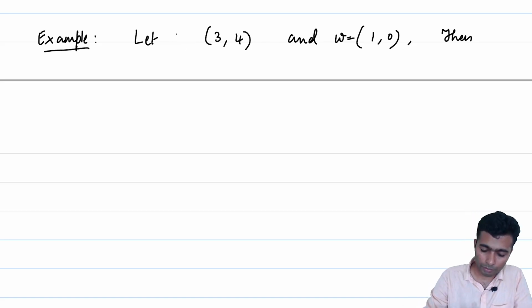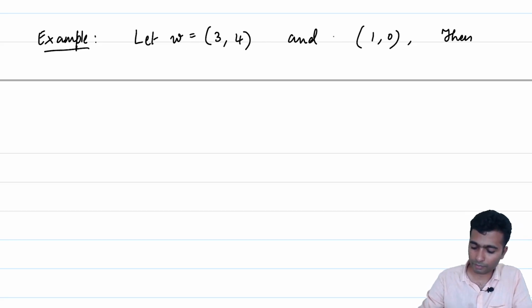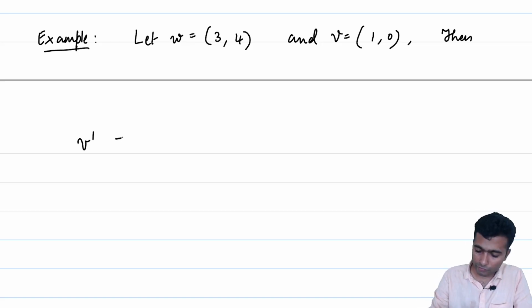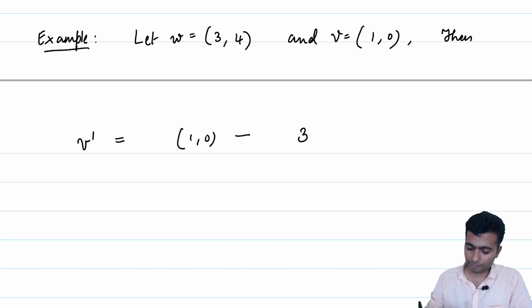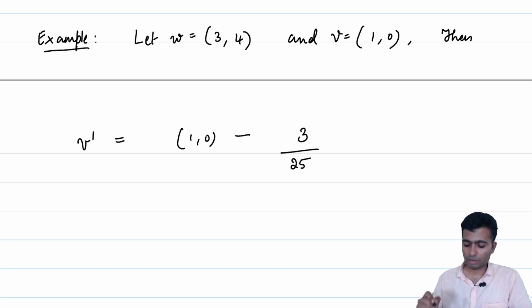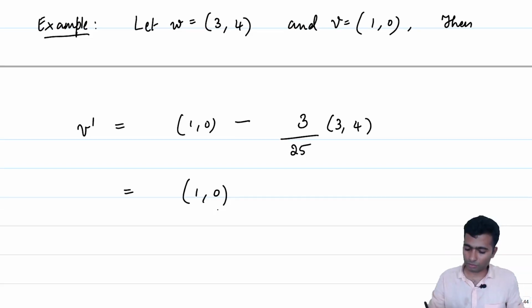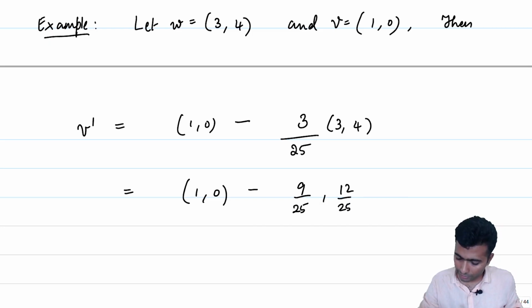Maybe this can be W, it is easy to compute the length here. So, let us compute V prime. V prime will just be equal to 1, 0 minus the inner product of V with W, which will just be 3, by the square of the length of W, times our 3, 4. This is 1, 0 minus 9 by 25. Okay, let us see, 12 by 25.